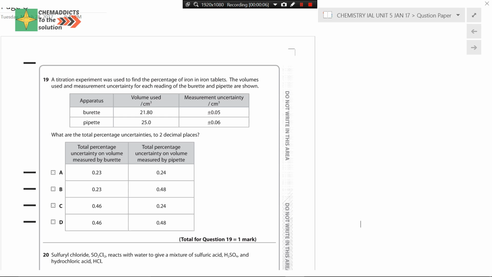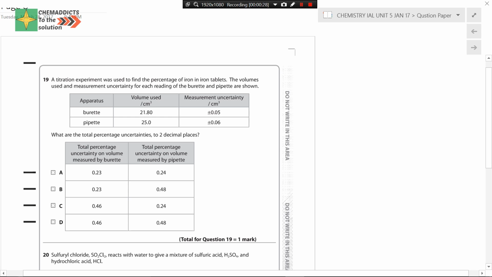Well fellas, today we're gonna solve question 19 of this question paper. So let's get started. At first let us read the question. A titration experiment was used to find the percentage of iron in iron tablets, the volumes used and measurement uncertainty for each reading of the burette and pipette are shown.